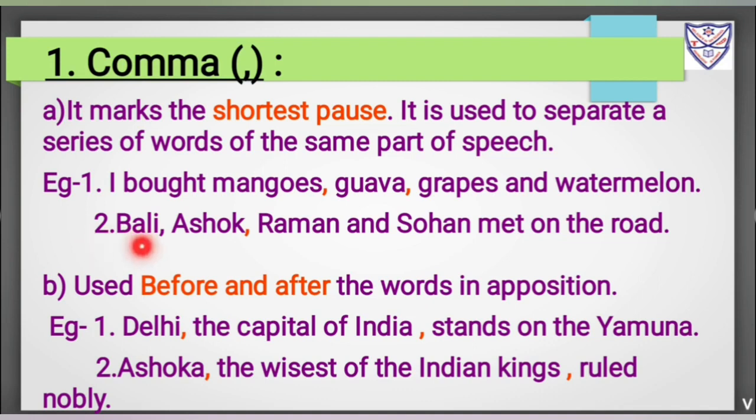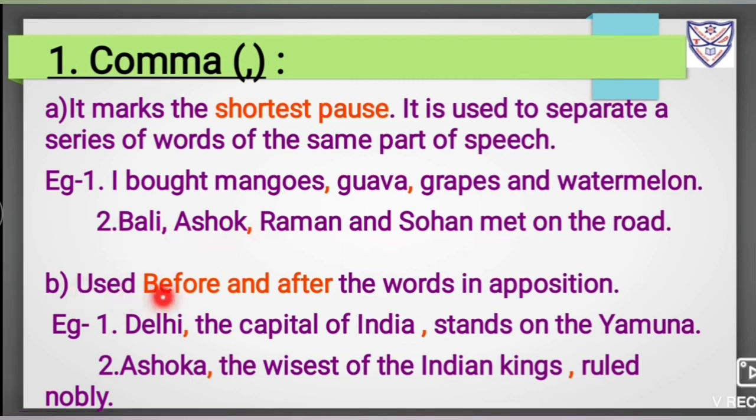Number 2, Bali, Ashok, Raman and Sohan met on the road. Now over here again commas are used for the shortest pause, as well as here they also separate a series of words of the same part of speech.